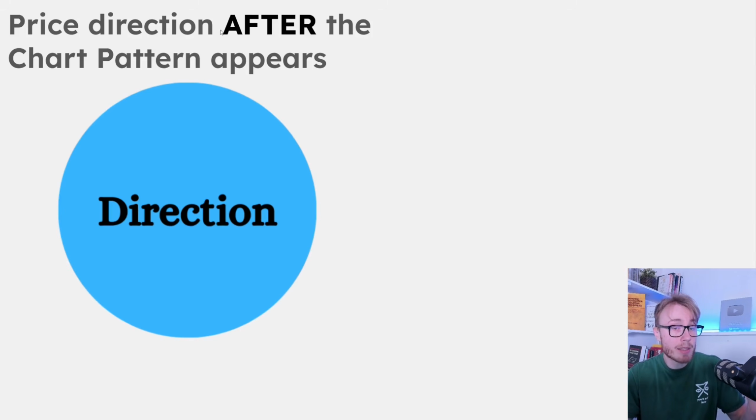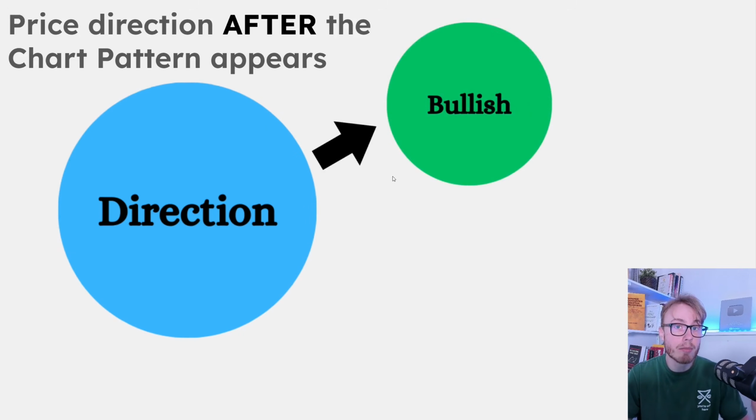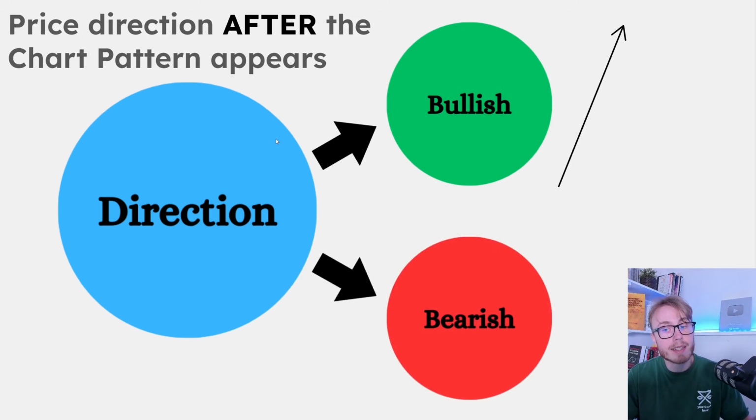The direction specifies how the price will move after the chart pattern has appeared. And we have two different directions. A chart pattern can be either bullish, which indicates that the price will go up after the chart pattern. The other direction is bearish and indicates that the price will go down after the chart pattern has appeared.